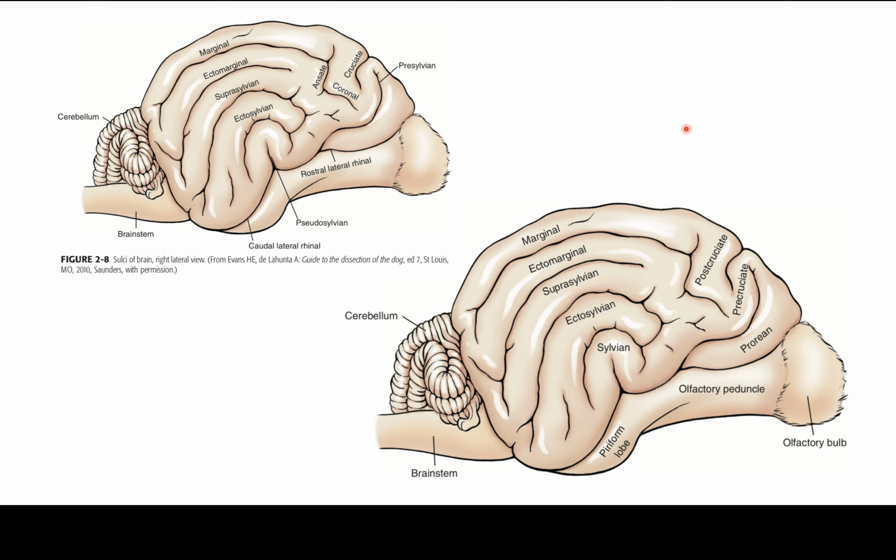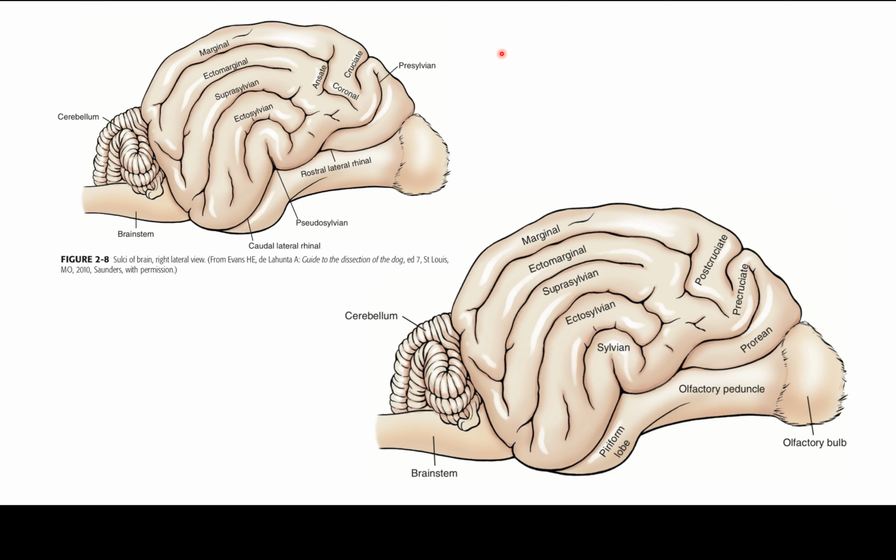The cerebrum is divided into two cerebral hemispheres by the longitudinal cerebral fissure. Each cerebral hemisphere has outward folds, also known as convolutions, called gyri, and inward folds called sulci. Figures show the rostral and caudal parts of the lateral rhinal sulcus, the pseudosylvian fissure, the rostral and caudal sylvian gyri, the ectosylvian sulcus and gyrus, the suprasylvian sulcus and gyrus, the cruciate sulcus, the postcruciate and precruciate gyri, the coronal sulcus, the ectomarginal sulcus and gyrus, and the marginal sulcus and gyrus.